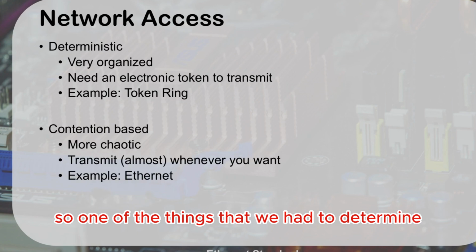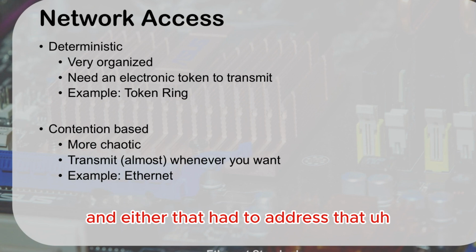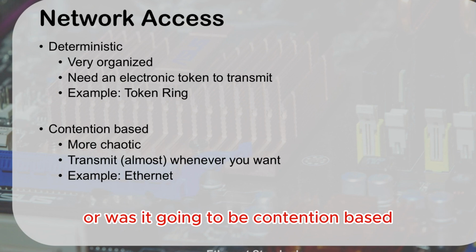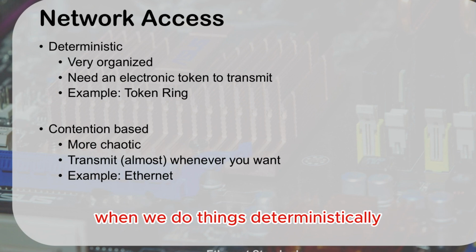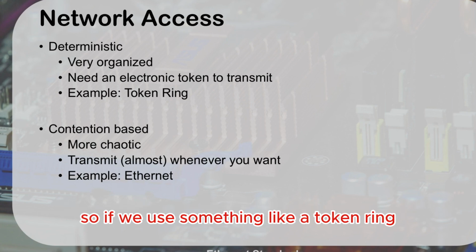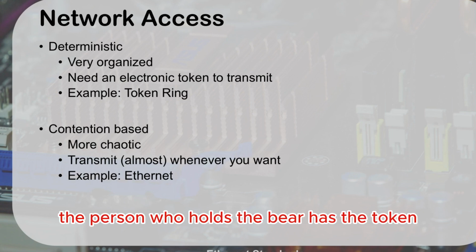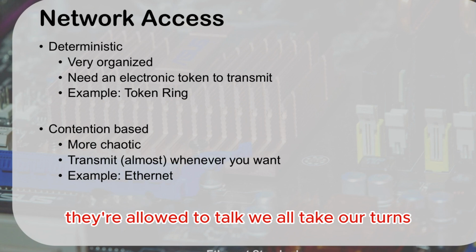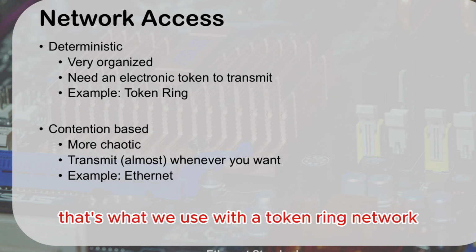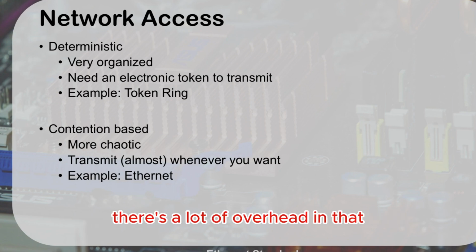So one of the things that we had to determine was how we were going to get onto the network, and Ethernet had to address that to figure this out. Was it going to be deterministic, or was it going to be contention-based? When we do things deterministically, we're going to be very organized. So if we use something like a token ring, we use that kindergarten example, we're all sitting in a circle, and we pass the bear around. The person who holds the bear has the token. They're allowed to talk. We all take our turns and nobody speaks over each other. That's what we use with a token ring network. We're very deterministic.